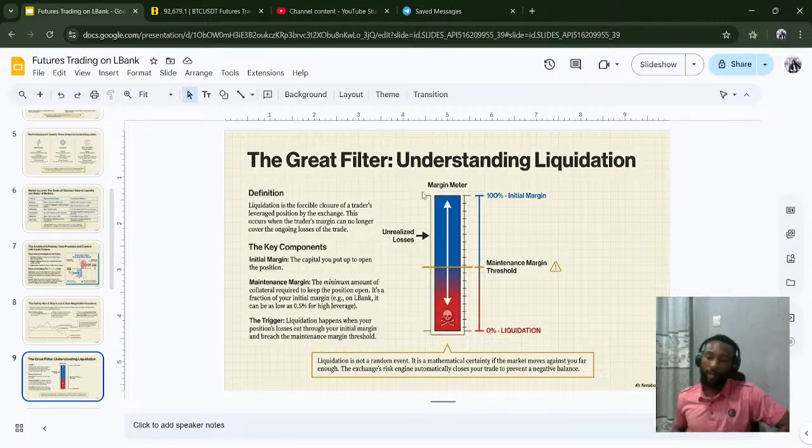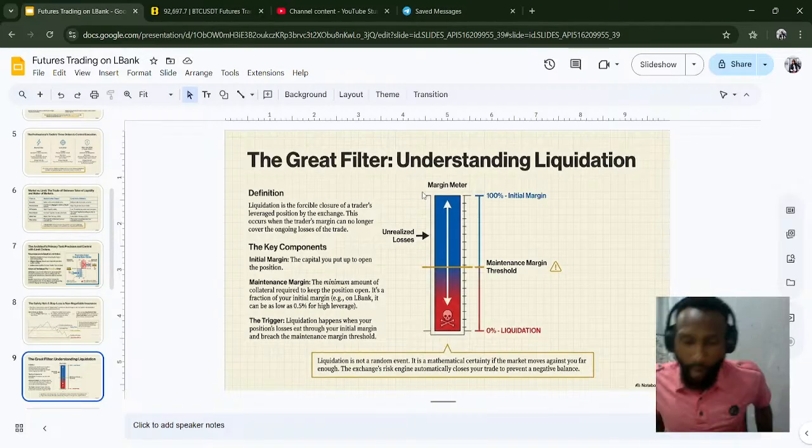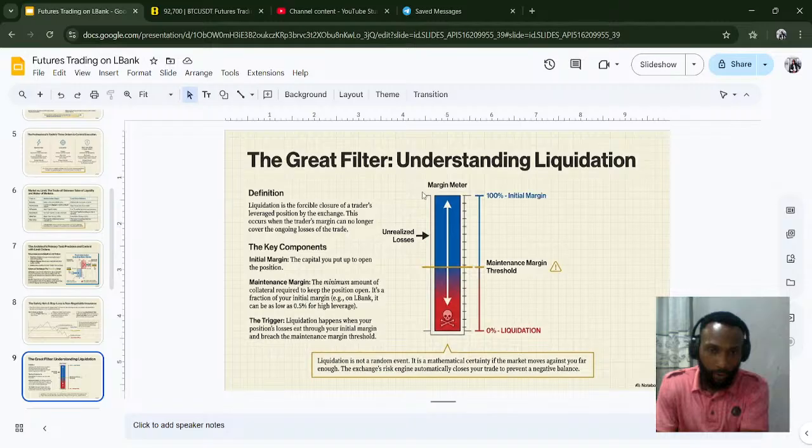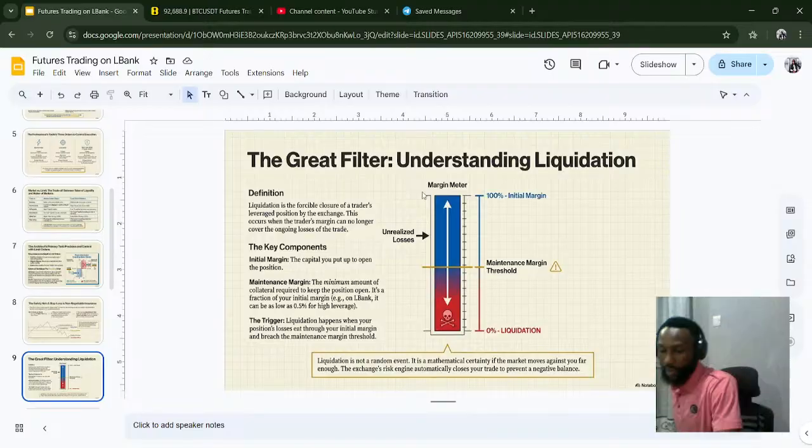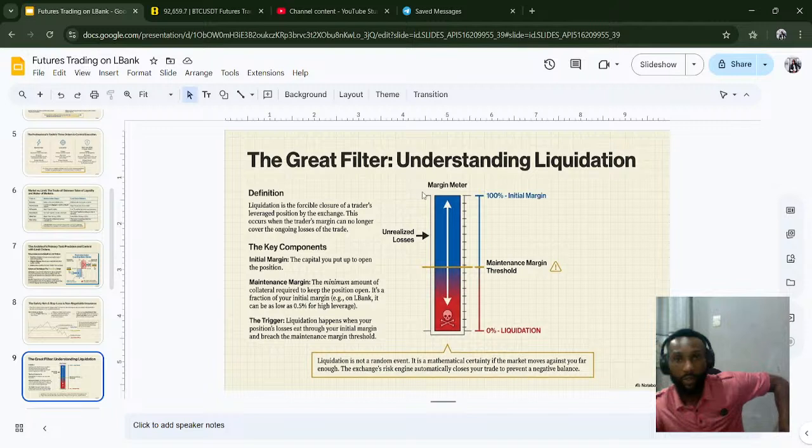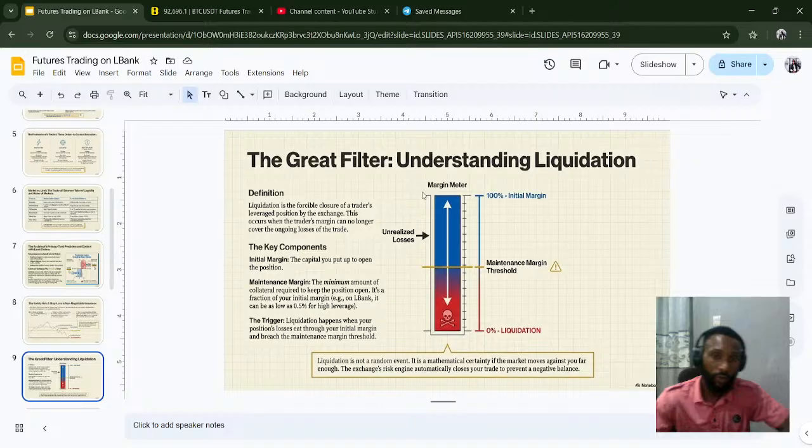Talking about liquidation, let's explain what liquidation is. If you hear liquidation, liquidated, you get liquidated, let me briefly explain what it is so that you can understand. Liquidation is the forcible closure of the trader's leveraged position by the exchange. Do you hear that? It's the forcible closure of the trader's leveraged position by the exchange.